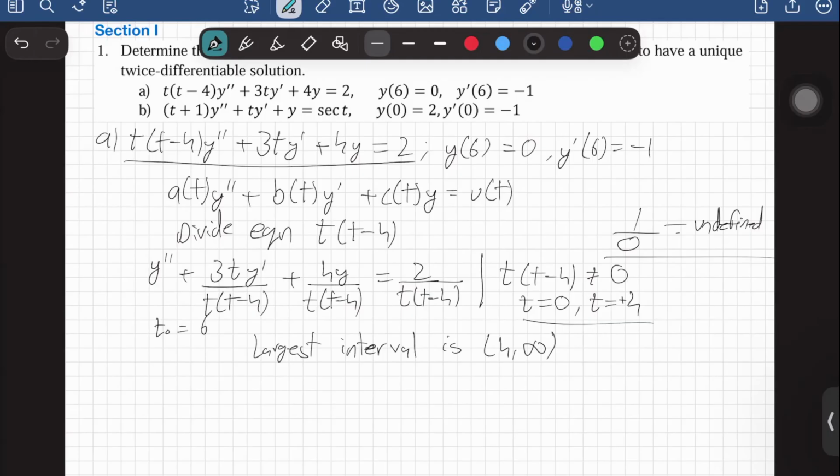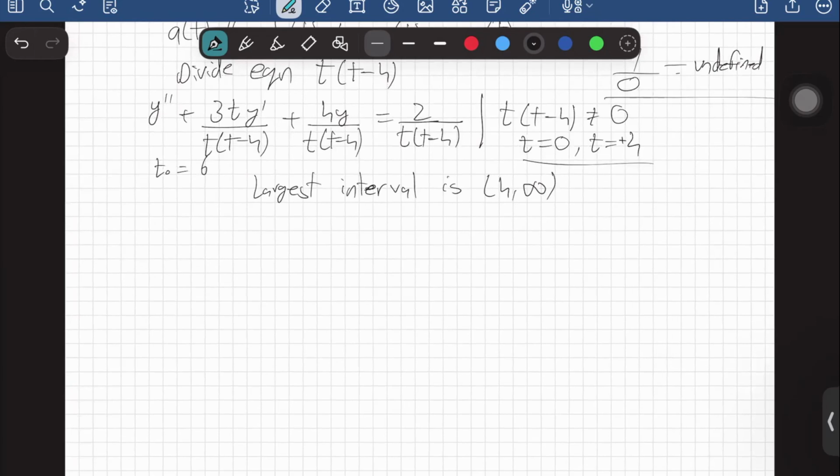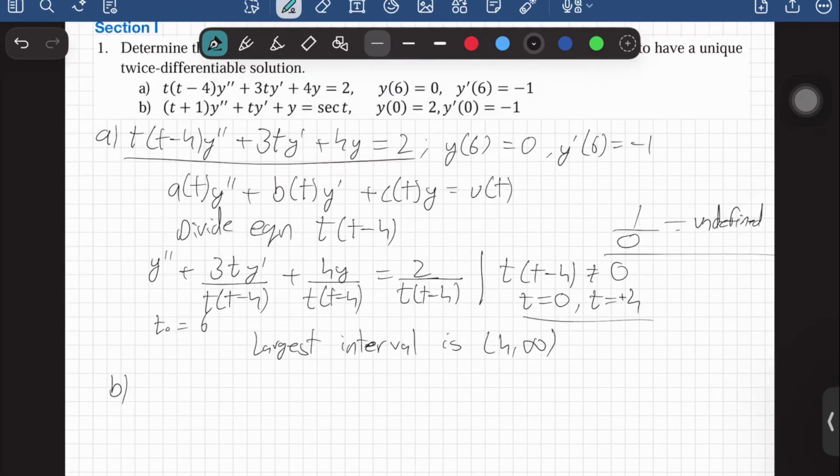What do round brackets mean? Round brackets mean that we're getting very close to the value, but not exactly reaching it. Because if we plug in 4 for t, our equation fails, right? We do not want that to happen. So we'll move ahead with part B.